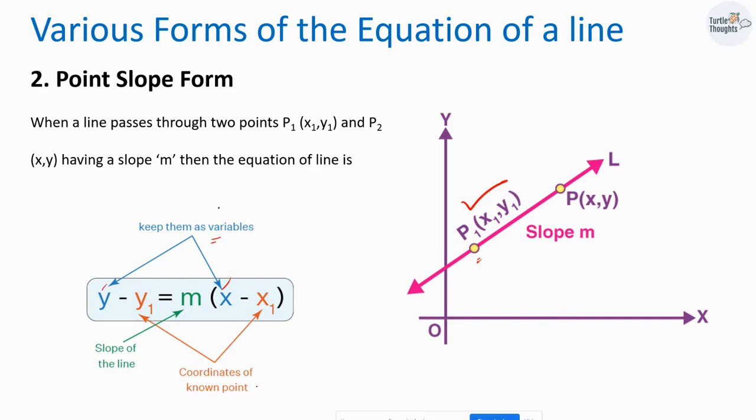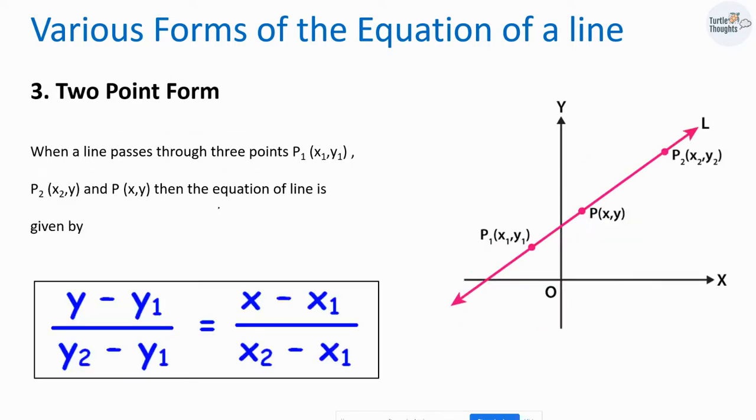X1 and y1 are the coordinates of a known point. M is going to be the slope of the line. So this is the second form, that is called point slope form, and the equation is y minus y1 is equal to m into x minus x1. When can we use this? We can use this when a line is passing through 2 points and one of the points is known and the slope is also known.